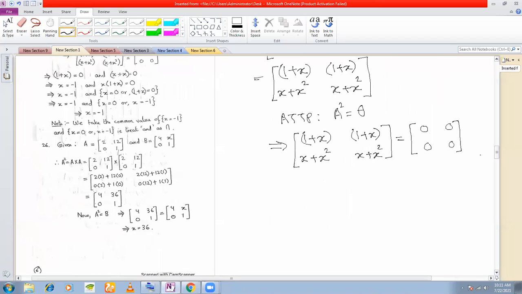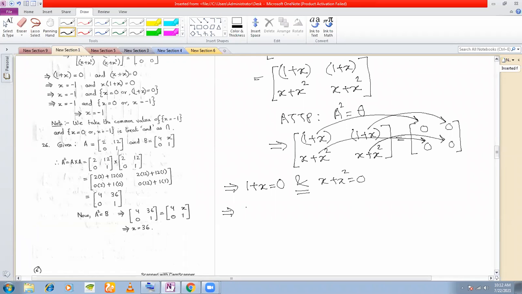Now see here, this is something very interesting. If two matrices are equal, then first of all, what can you say? 1 plus x must be equal to 0. These two will give you 1 plus x is equal to 0, right? Both of them give you the same, so you don't need to write them twice. These two will give you x plus x square is equal to 0, both this one as well as this one. So in fact, you're getting two equations.